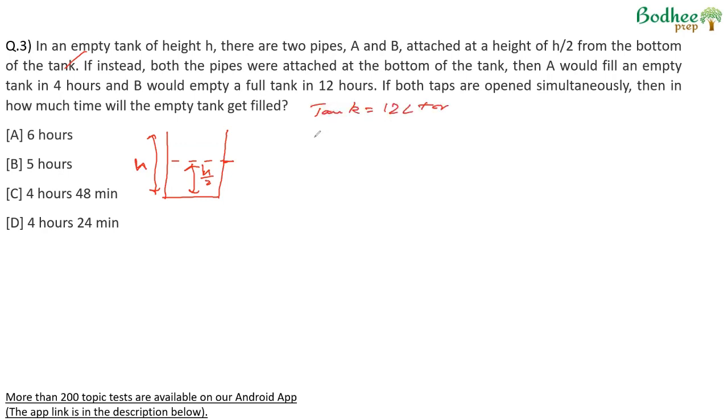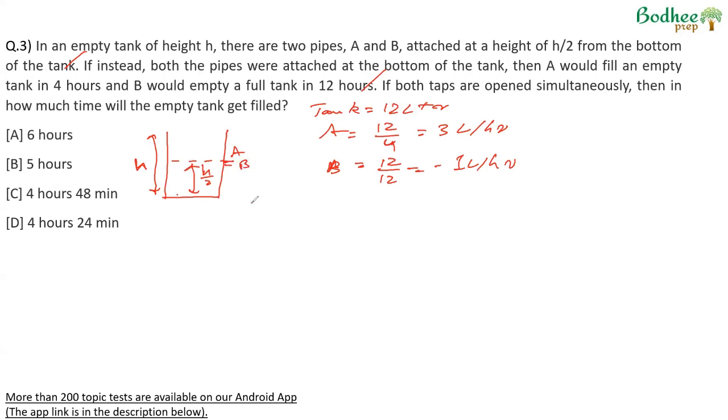This means pipe A fills 12 liters in 4 hours, therefore 3 liters per hour. Pipe B empties 12 liters in 12 hours, therefore 1 liter per hour. If both taps are open simultaneously, how much time will the empty tank take to get filled? Now, when the pipes are at the height of h by 2, A will start working immediately when the tank is empty, but B will start working only when the water level reaches here.